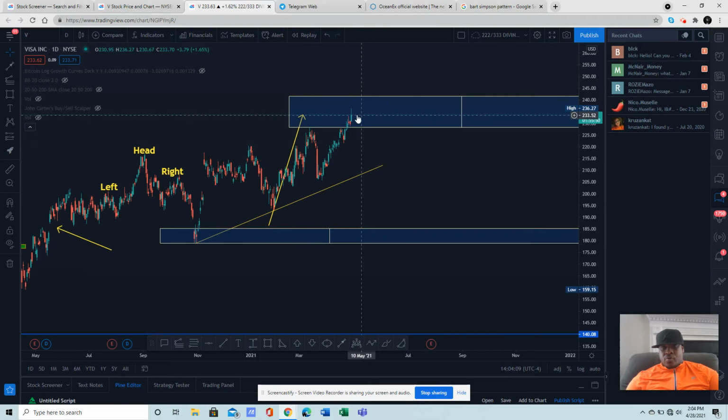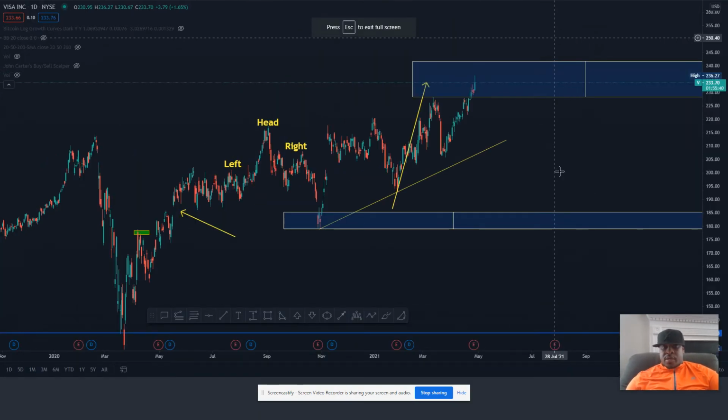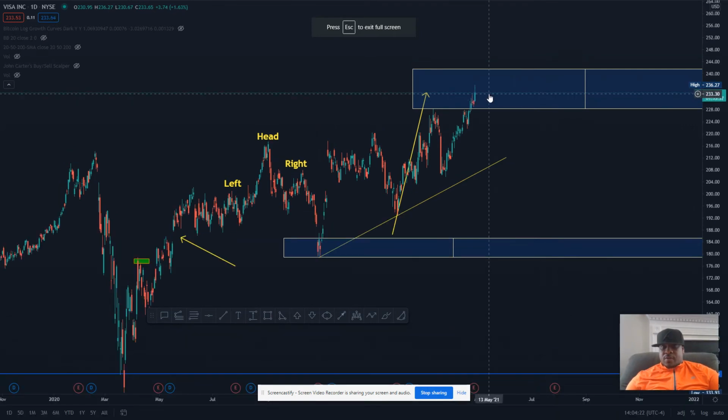Now you do see a pullback. Now you see a pullback coming. Where is it pulling back to? It's pulling back to that area where we're showing that we're retesting. All right, this area.